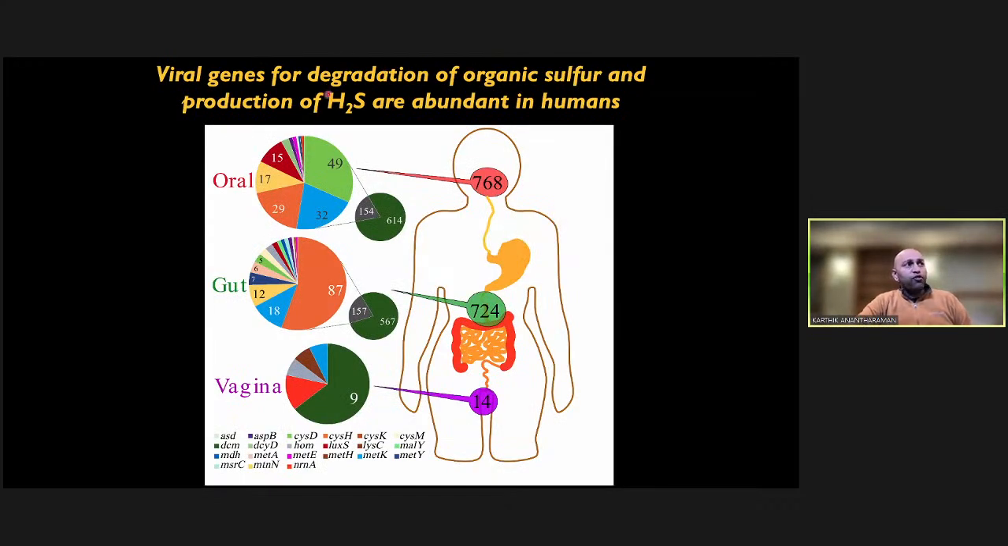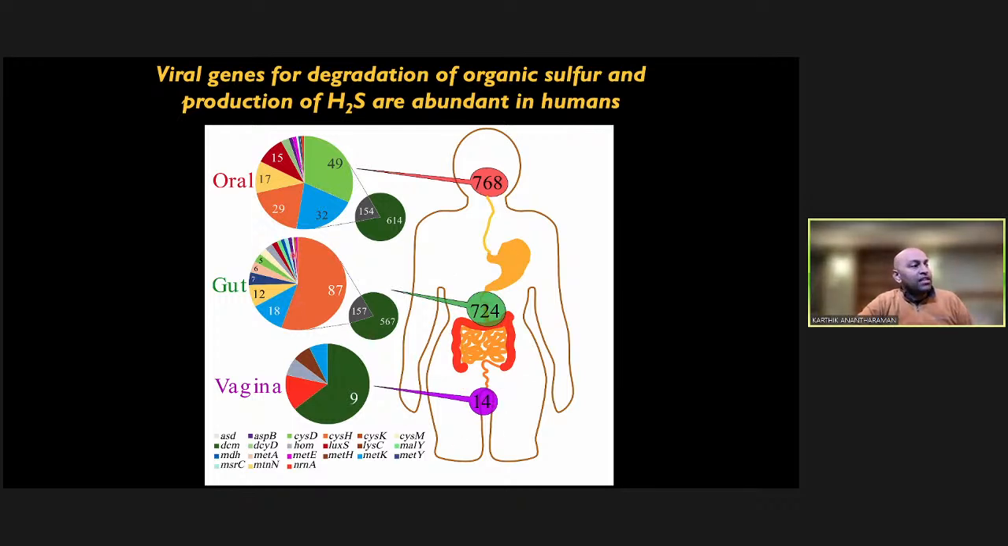These viral genes for the degradation of organic sulfur and production of H2S are quite abundant. Depending on the microbiome, you will see different sorts of genes. So for example, in oral microbiomes, we see that these genes are quite abundant, and in the gut as well, they're important, but they're not as abundant in the vaginal microbiome.